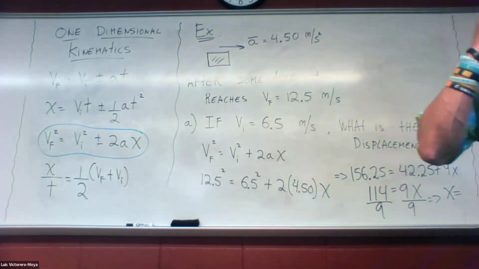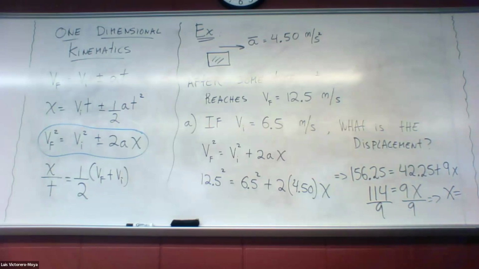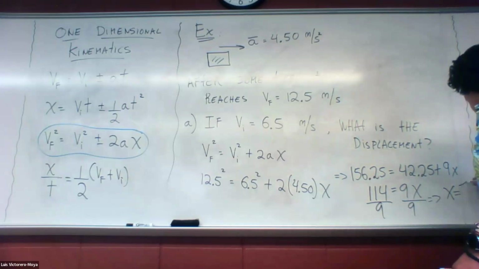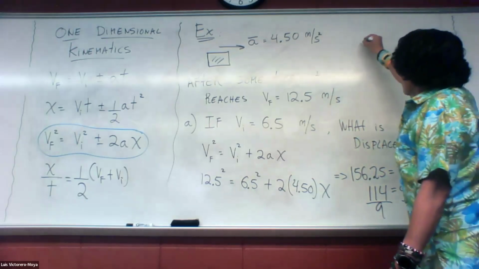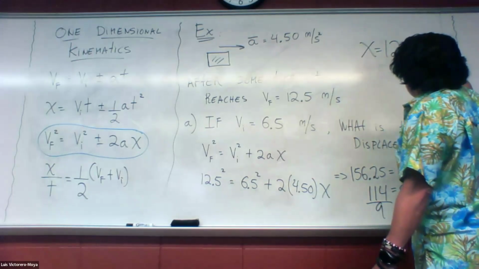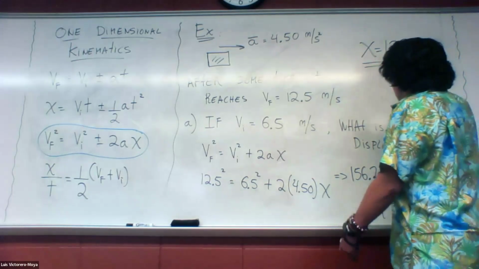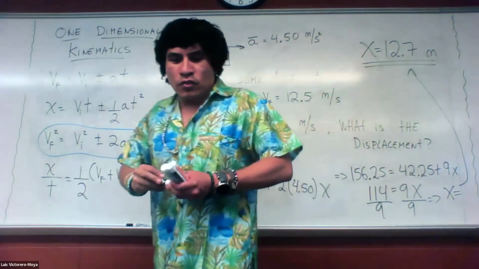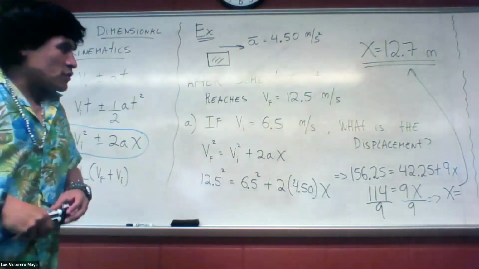114 divided by 9. I get 12.6, 12.7. Yeah, 12.7. So that would be my value of x. So my displacement is 12.7 meters. All right, questions? Any questions about this?